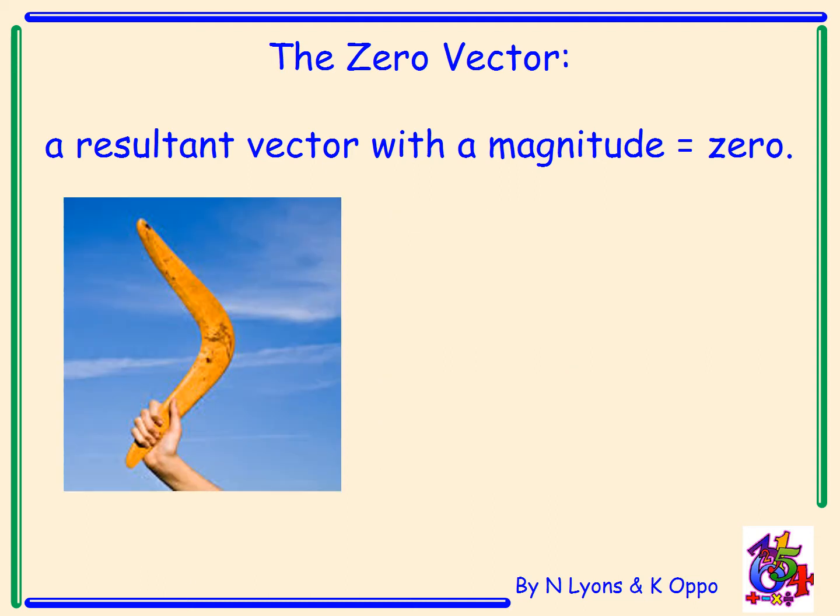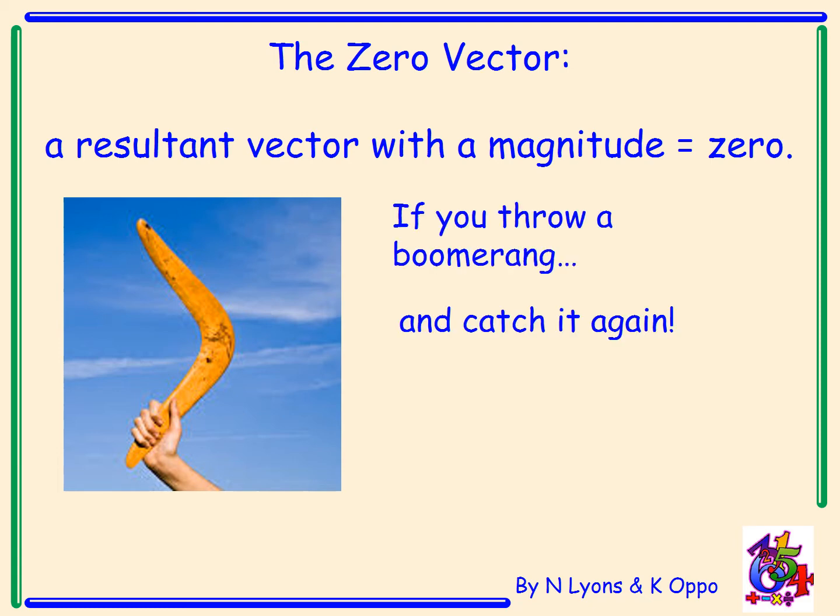Here's another example. Now remember, the zero vector is a resultant vector with a magnitude equal to 0. So now I have an example of a boomerang. If you throw a boomerang and catch it again, now that's the tricky bit, there is 0 displacement. The boomerang finished off where it started, it didn't effectively go anywhere. That's an example of a zero vector.